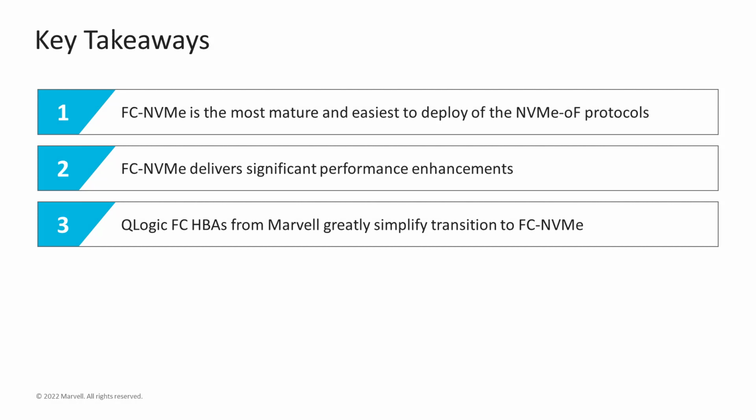So here are the key takeaways from this session. FC-NVMe is here today and the most mature of all the NVMe over fabric transports. FC-NVMe delivers significant performance increase over traditional SCSI-based Fibre Channel networking. QLogic Fibre Channel HBAs make the transition to FC-NVMe easier than competitors and offer more features to support high-performance FC-NVMe environments.